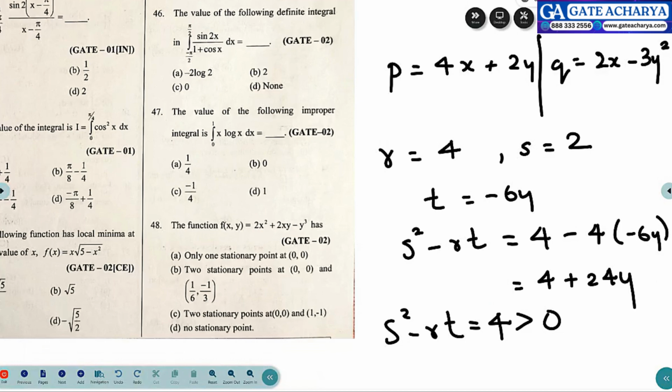Okay, there is one more point, 1, minus 1. Let's check that. 0 comma 0 is a saddle point. That is clear, right? Let's investigate 1 comma minus 1. So if I put 1 comma minus 1, what happens? S square minus RT is minus 20. Oh, it's less than 0.